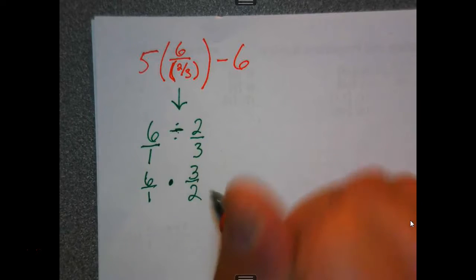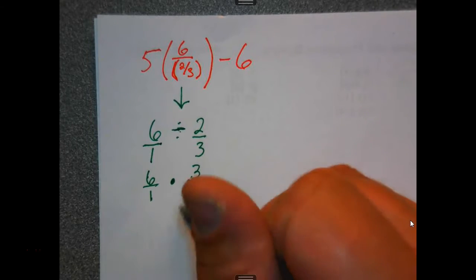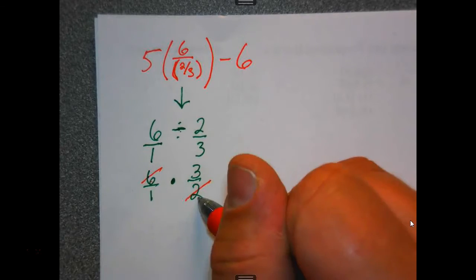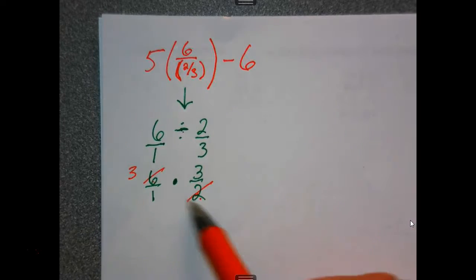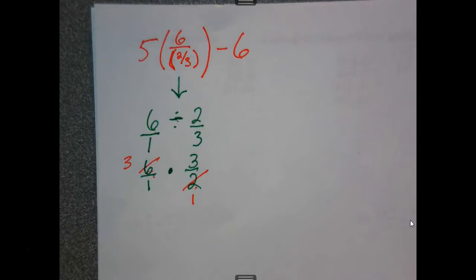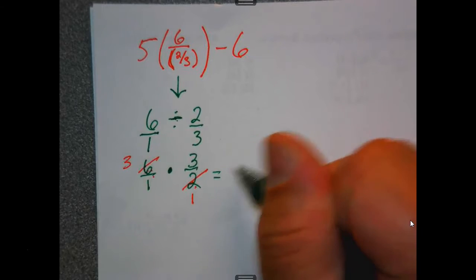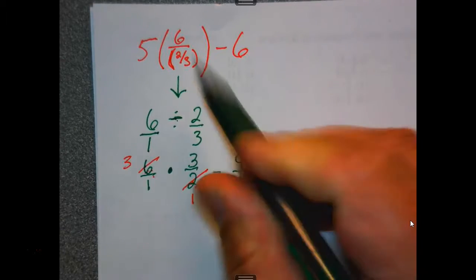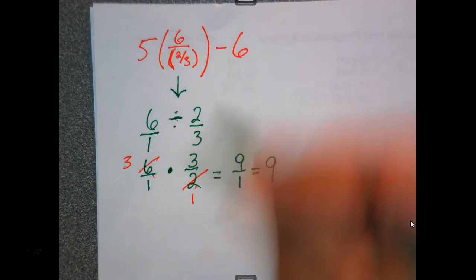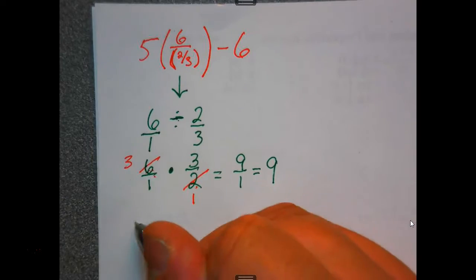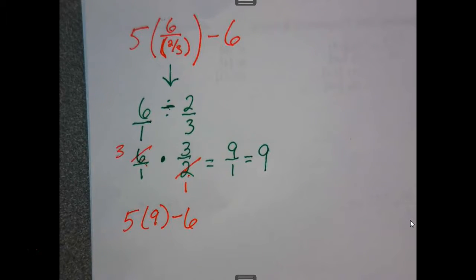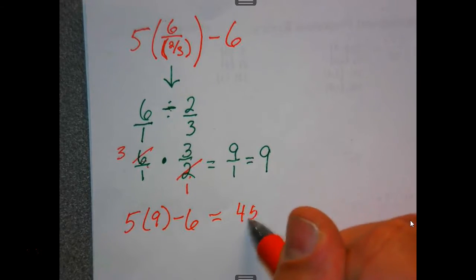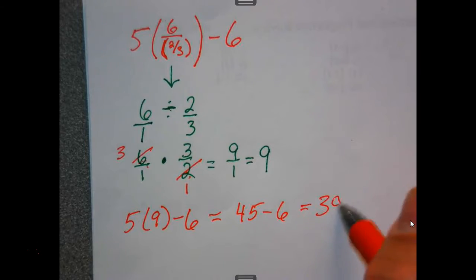All right, so you should get used to canceling out before you multiply. So 6 divided by 2 is 3, and there's 1 2 in 2. In other words, there's 3 2's in 6 and 1 2 in number 2. Then multiply across. I get 9 over 1, which is just 9. So this whole thing inside the parentheses is 9. So I have 5 times 9 minus 6. So I get 45 minus 6, which is 39.